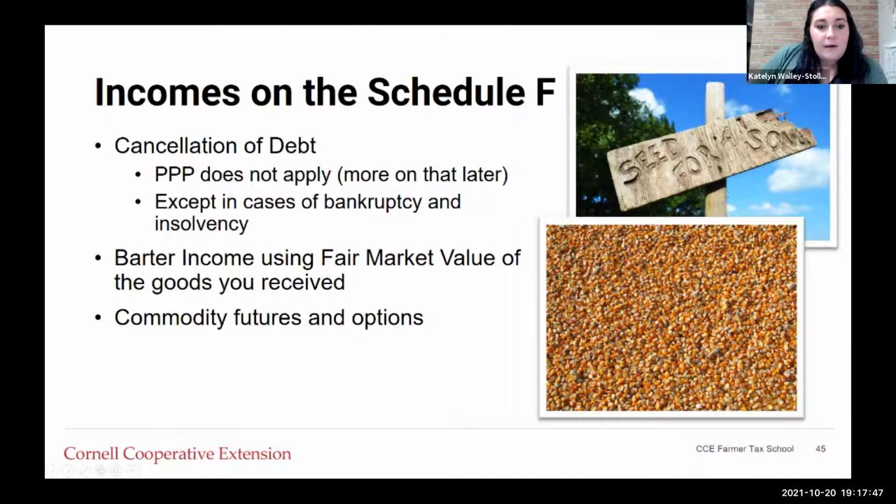Any income from commodity futures and options is claimed on your Schedule F for the most part. Sometimes if you are doing really well with futures and options, you might consider breaking apart those two separate businesses. But that's usually a conversation to have with your tax accountant, depending on your income streams.